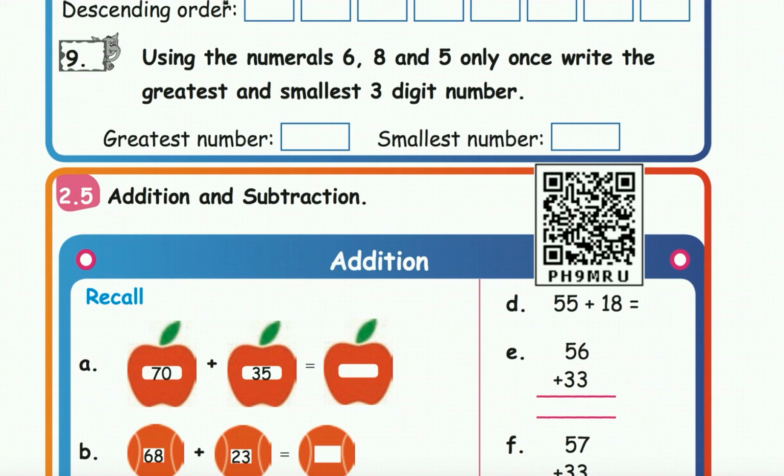This is, okay, let me write it, 865. First you have to write the greater number here, 8. Thereafter the next greater number 6, then 5. That is the greatest number. Then in the reverse order, 5, 6, 8. Yes, 568. This is the smallest number. Okay.